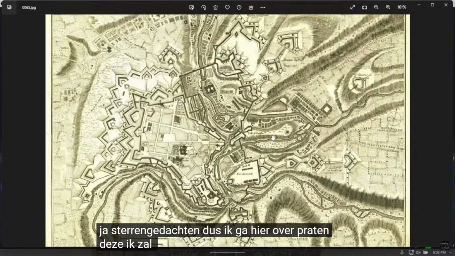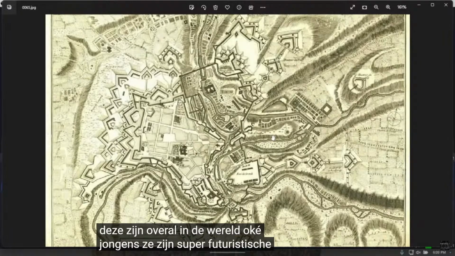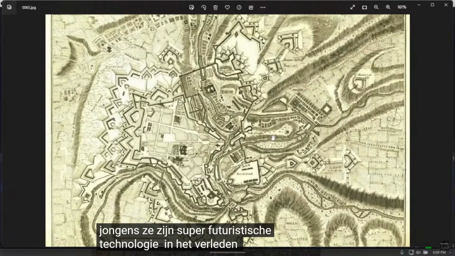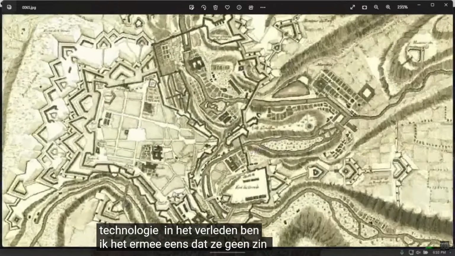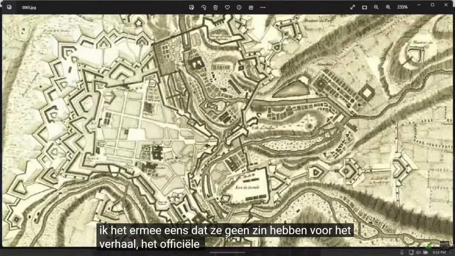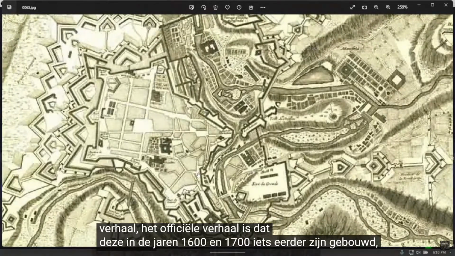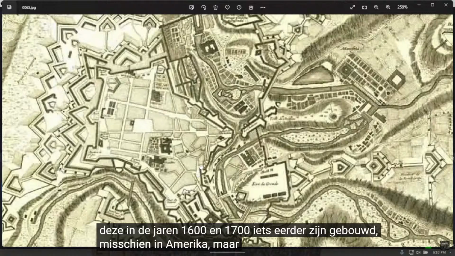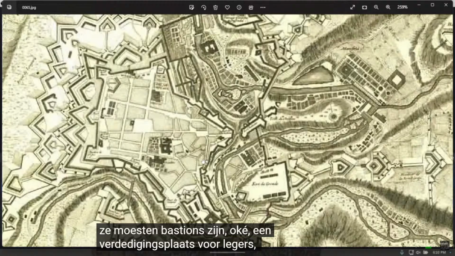So I'm going to talk about these. I'll show you many. These are everywhere in the world. Okay, guys, they are super futuristic technology in the past. I agree, they make no sense for the narrative. The official narrative is these were built in the 1600s, 1700s, a little bit earlier maybe in the Americas, but they were supposed to be bastions, okay? A defensive place for armies to be.